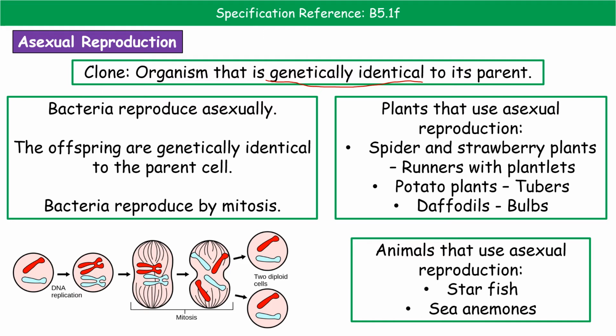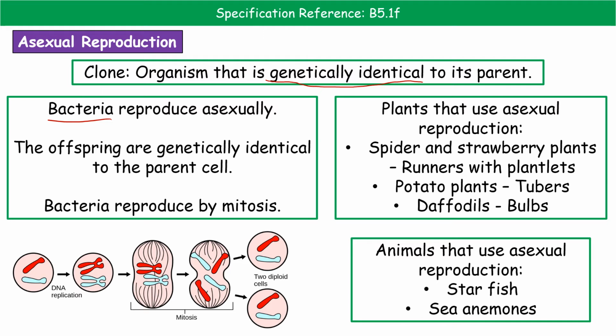Good example of a species that uses asexual reproduction are bacteria. So bacteria reproduce asexually through a process of mitosis. We've looked at mitosis previously in paper 1. What happens? The DNA replicates.